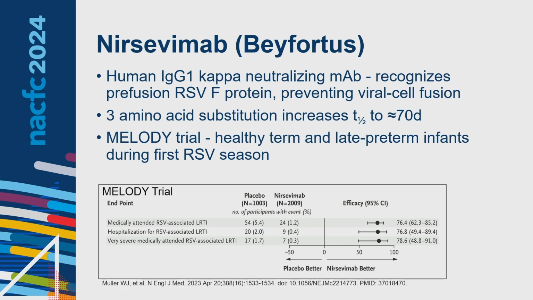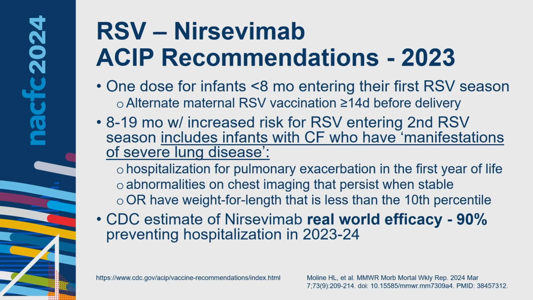The MELODY trial demonstrated significant efficacy of this passive immunization in preventing medically attended RSV lower respiratory tract infection, hospitalization for RSV, and very severe medically attended RSV infection, with an efficacy of approximately 78%. This is in the general population of healthy term and late preterm infants. The current ACIP recommendation is 1 dose for infants less than 8 months entering their first RSV season. And we'll discuss in a moment, there's an alternative strategy of maternal vaccination.